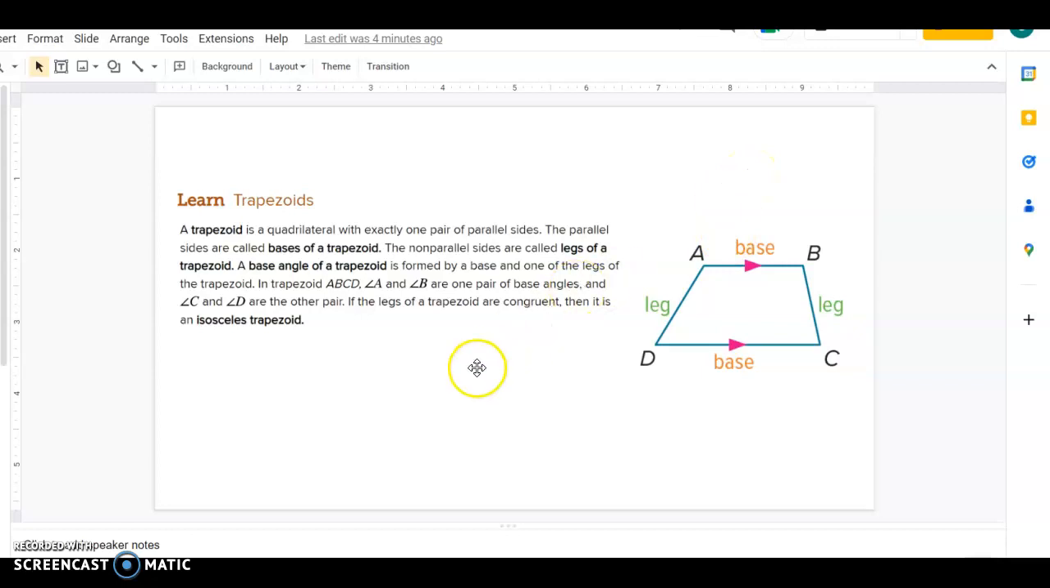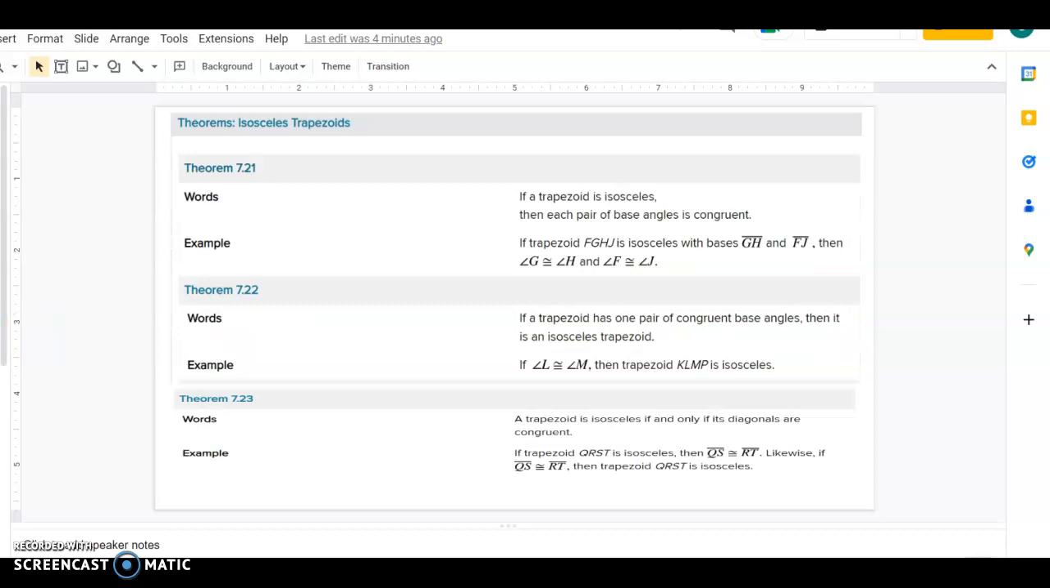The legs you could think of like your legs go up and down. So in a trapezoid ABCD, angles A and B are one pair of base angles, and C and D are the other pair. So here's a pair, and here's a pair. If the legs of a trapezoid are congruent, then it is an isosceles trapezoid. So the theorems for this section are Theorem 7.21. If a trapezoid is isosceles, then each pair of base angles is congruent.